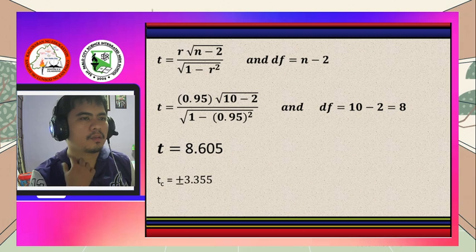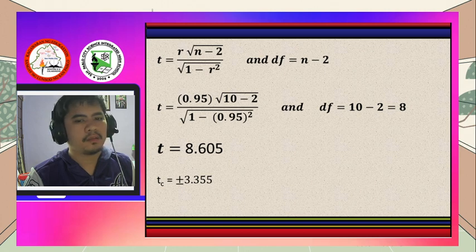Next is to test the significance for R. Since our n is 10, it is less than 30, so we will use the t-test. So t now is equal to 0.95 times the square root of 10 minus 2, divided by the square root of 1 minus the square of 0.95. And our degrees of freedom is equal to n, which is 10, minus 2, so equal to 8. So our t value is equal to 8.605.